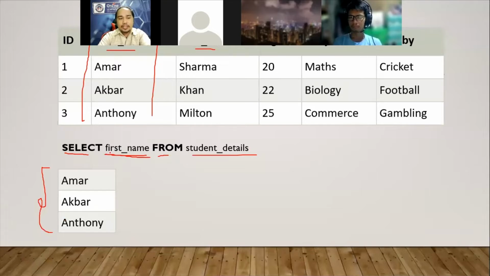For this code, select first name. So automatically, all the records under first name will be shown in the result. Okay? So let's try it on Microsoft Access.